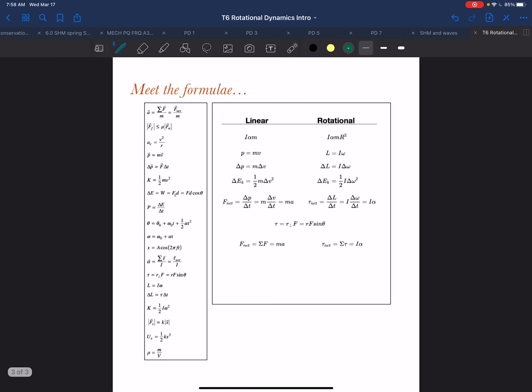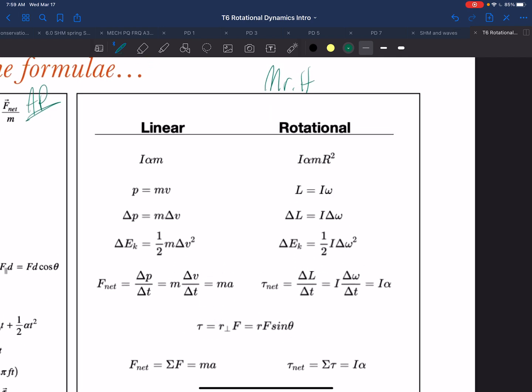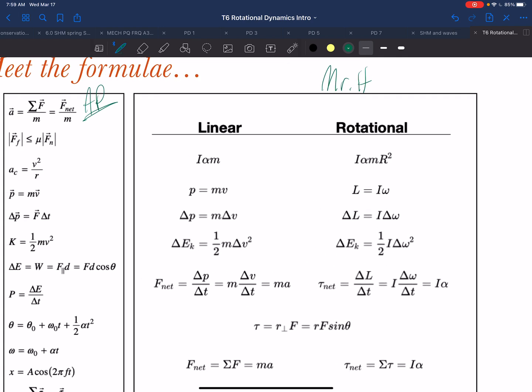So let's meet the formulae. In physics, this is our family, the formulae. So this is from Mr. H, and this is from the AP. And we'll make a comparison afterward, but you'll see why it's more useful to look at the ones I'm giving you first. So when we have a concept, the first concept we have is something new.